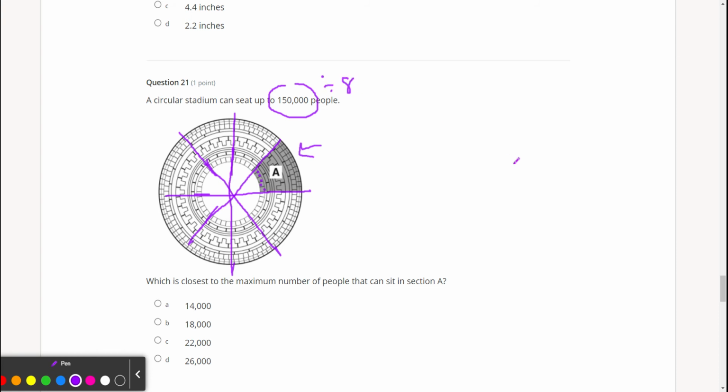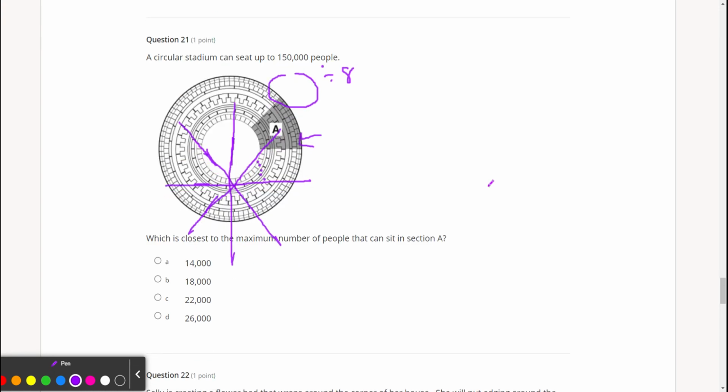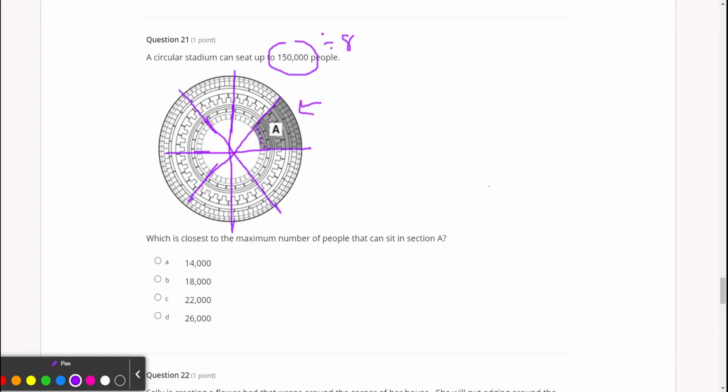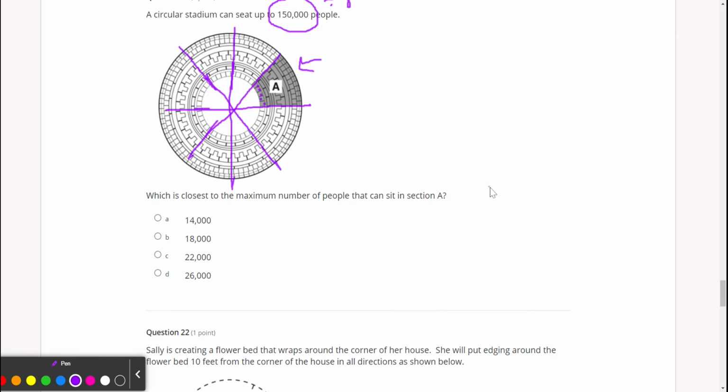150,000 divided by 8. It's 18,750. There are no commas on this, so it was like excuses.